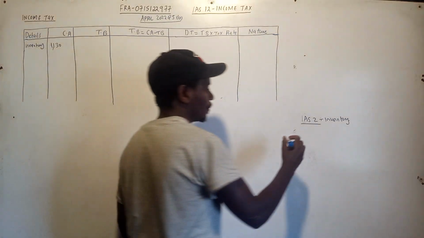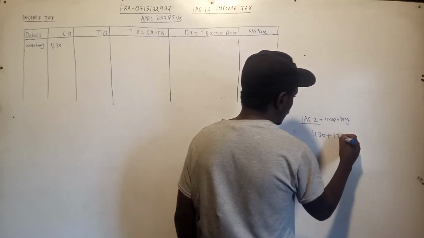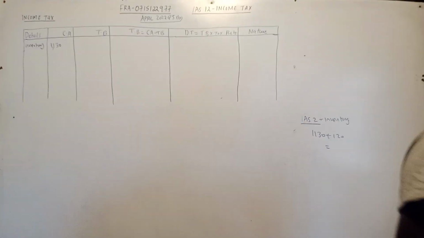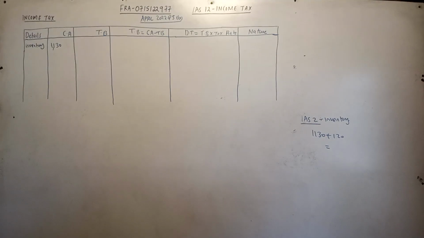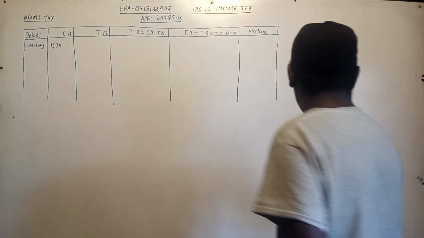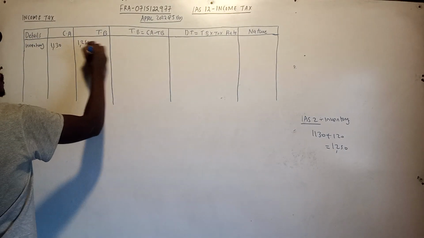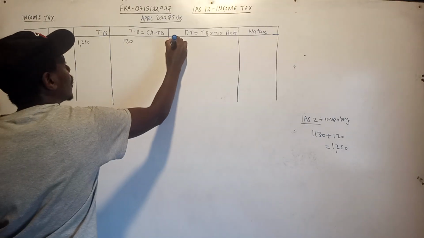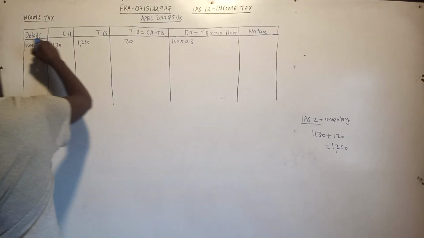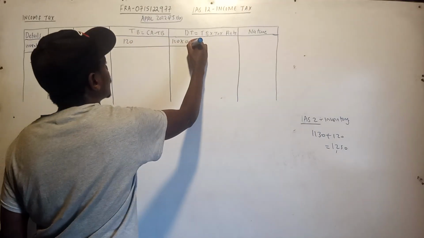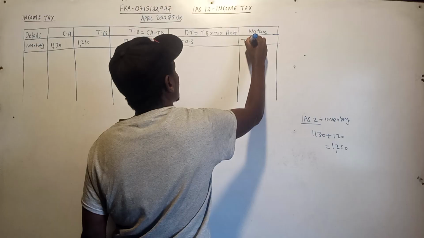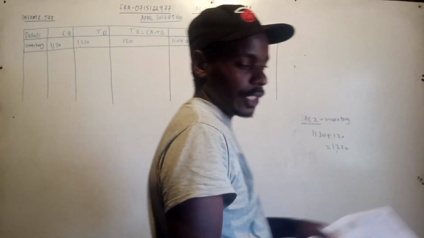Now it was written down by 120 million. So add the two. So 1130 plus 120. That is 1250. So 1250 is our tax base. The difference is 120 million. Then 120 times 30%. And in this case, the nature is taxable because it's a positive figure.